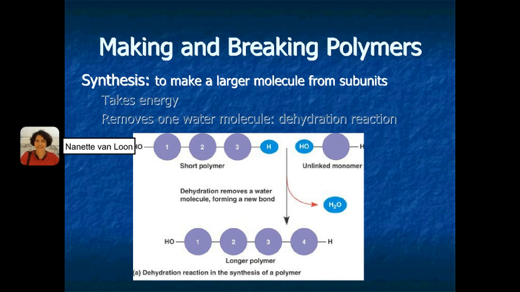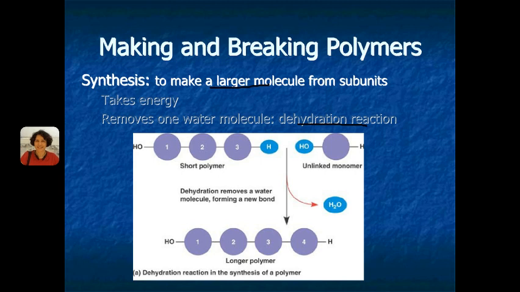In all four macromolecules, there are reactions that need to be performed to make larger molecules of smaller subunits, and that applies even to the lipids. So when you make a larger molecule from smaller subunits, those reactions are called synthesis reactions. Other names are dehydration reactions and condensation reactions. In these reactions, we're taking smaller pieces and linking them together into larger units.